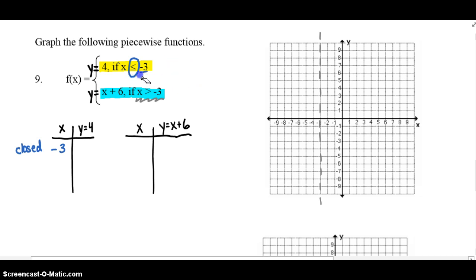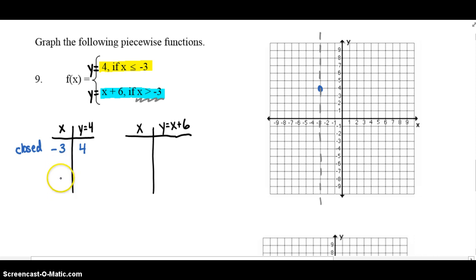Okay, now let me get rid of some of that writing just so you don't get too confused. Alright, if x is negative 3 and my function is y equals 4, that means y is going to equal 4. So there's my first point. Negative 3 comma 4, and it should be a closed circle. Now every other point that you get in your table, those are all going to be closed. The only point you have to check for in terms of closed or open is the boundary point.